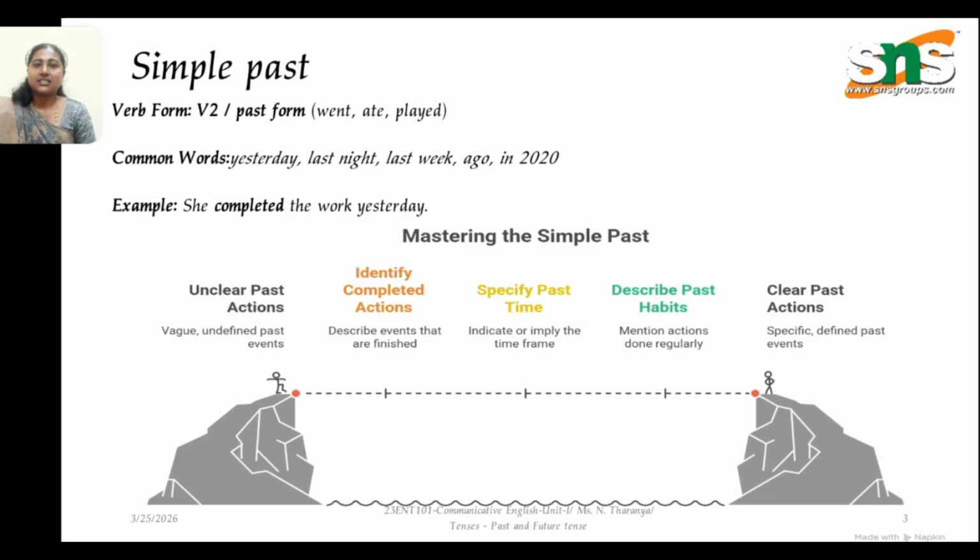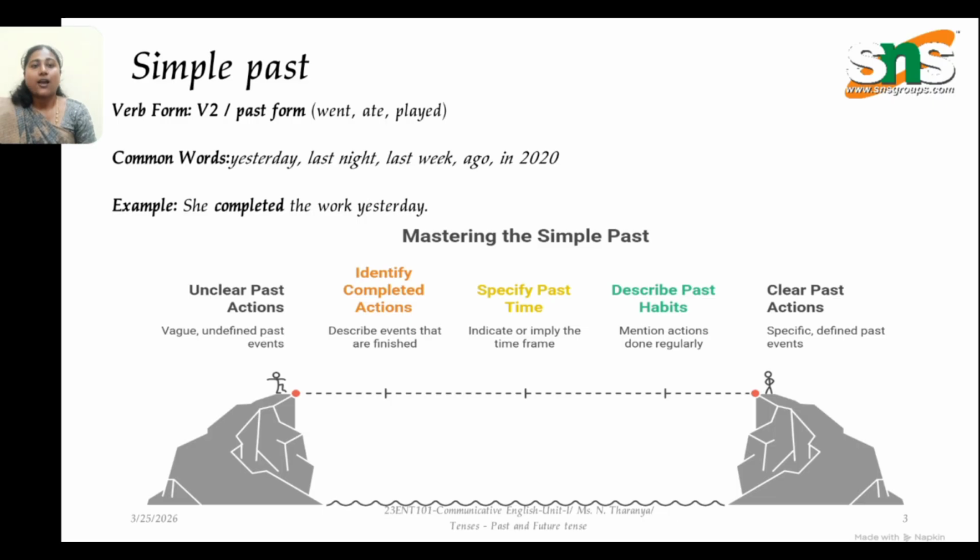The common words that are used while referring simple past are yesterday, last night, last week, ago, in 2020, in 2021, those kind of words. For example, she completed the work yesterday. So here we can see the verb in V2 form, completed, and also the keyword yesterday is given here. In order to master the simple past, we have to know only these important factors.